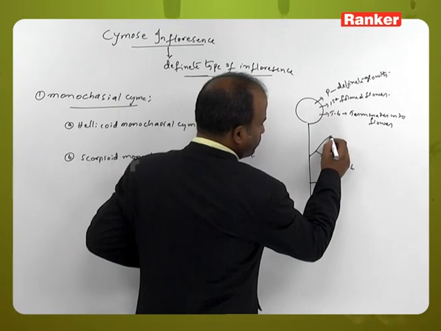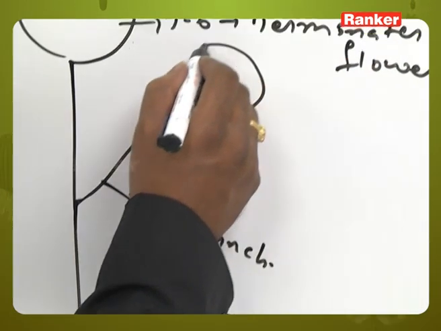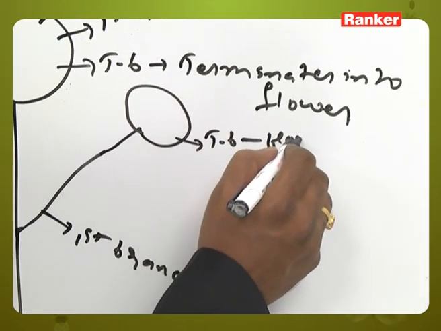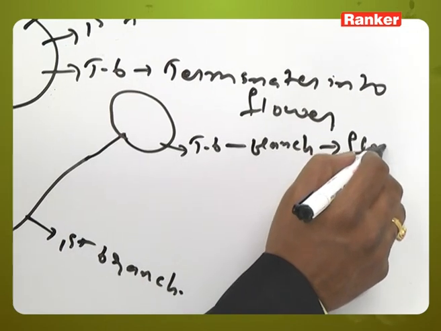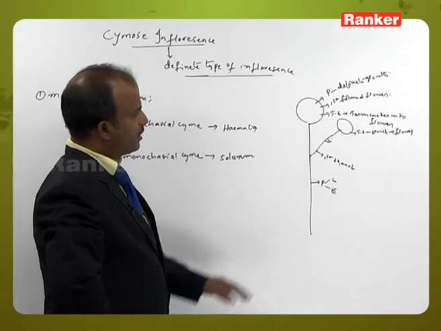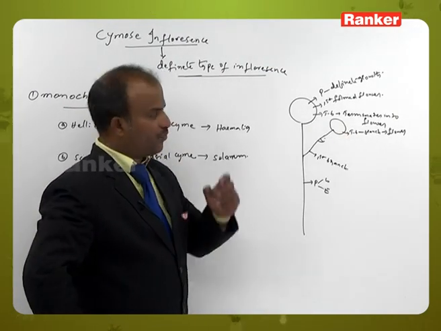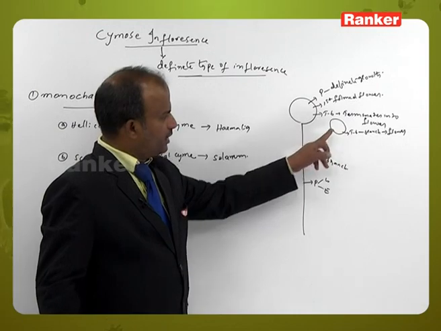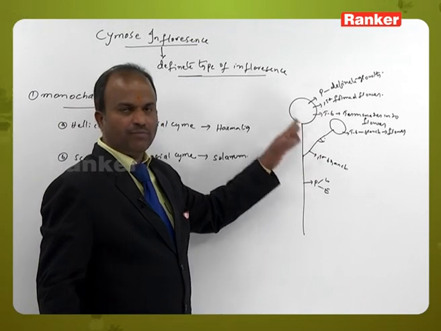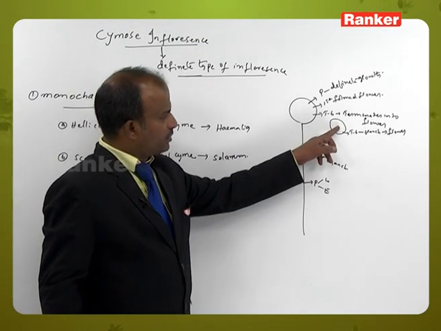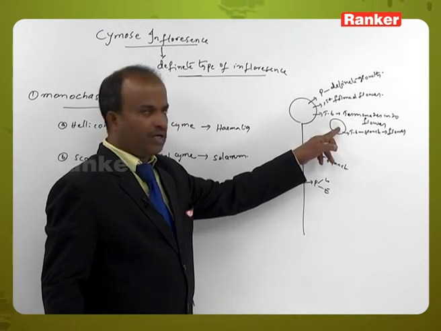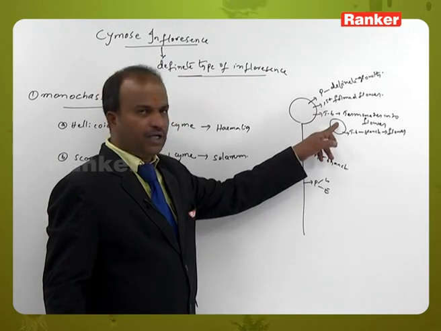Now this branch also shows definite growth. Why? Because the terminal bud of the branch also terminates into a flower. Now here the second flower is opposite to the first bract. That means in this monochasial cyme, flowers are arising towards the apex of the branches and the bracts are opposite to the flowers.